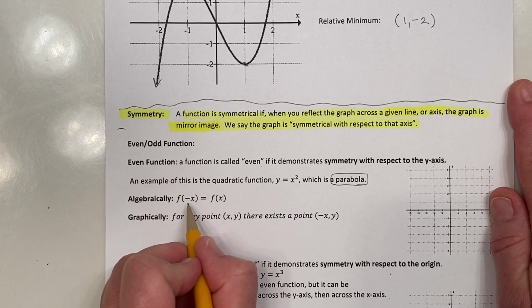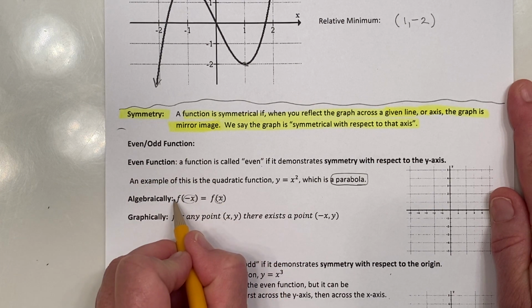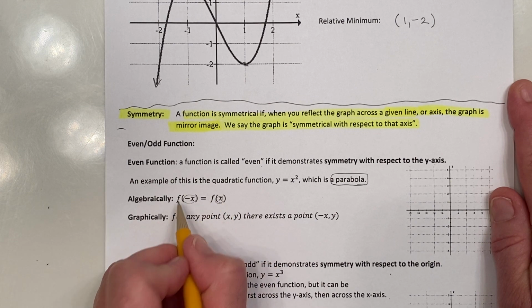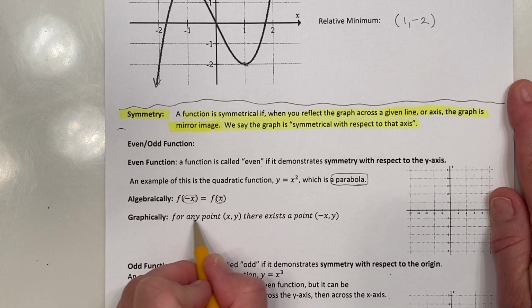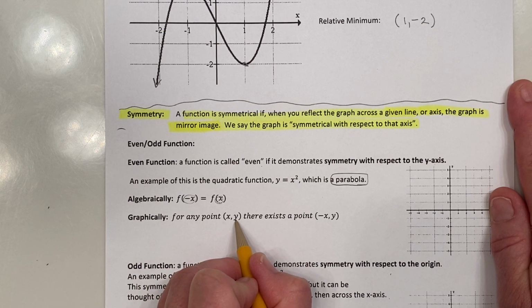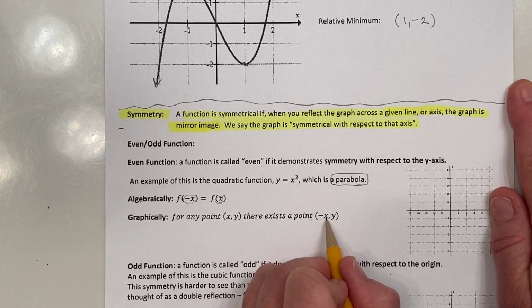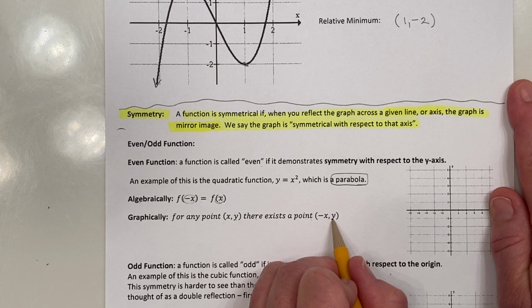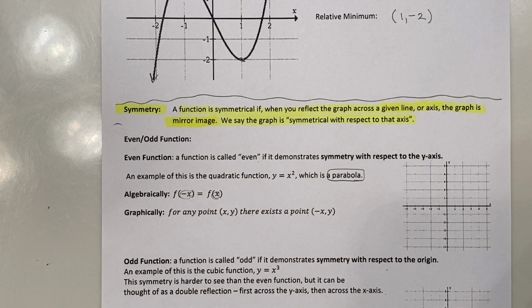Algebraically, if we have an even function, the x's are opposite, but the y's are the same, meaning there's not a negative in front of one of these notations. Graphically, it means that for any point (x, y) on an even function, there exists a point having the opposite x coordinate, but the same y coordinate. So we already talked through that.